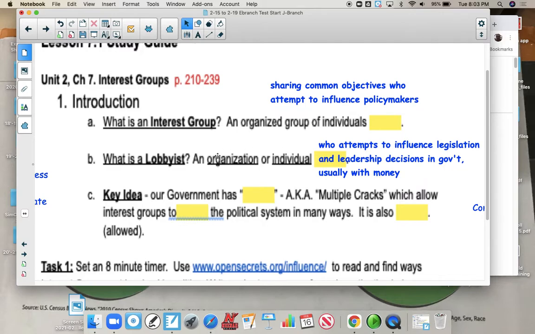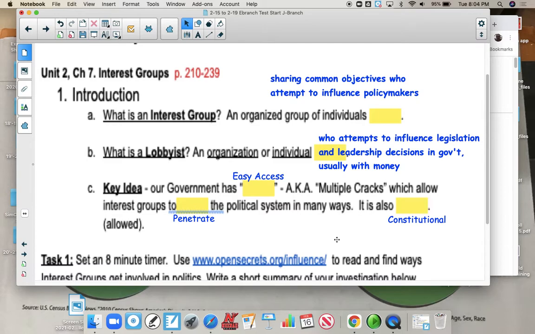All right, on to the key idea about interest groups. Our government has easy access, aka multiple cracks, which allow interest groups to penetrate, in other words, get involved in our political system. The funny thing is, maybe you don't like interest groups, or maybe you do, that it is constitutional, meaning it is allowed. So the reason why we had nearly $14 billion in congressional and presidential election money spent in 2020 is because of all this easy access to politicians in our political system for people in interest groups to influence lawmaking.